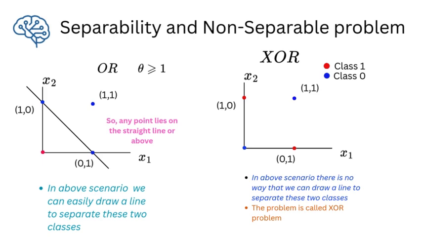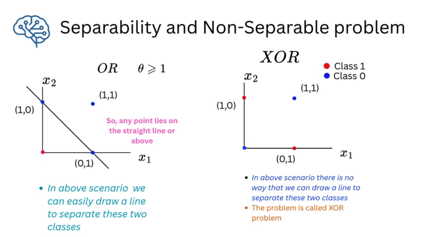Look now at the right side, the XOR problem. Here, the points are arranged in such a way that no straight line can separate class 1 from class 0. Whenever you try to draw a line, at least one point from each class ends up on the wrong side. This means the XOR dataset is not linearly separable.